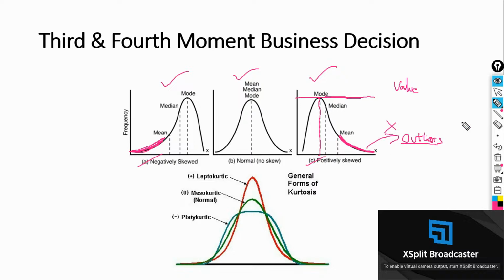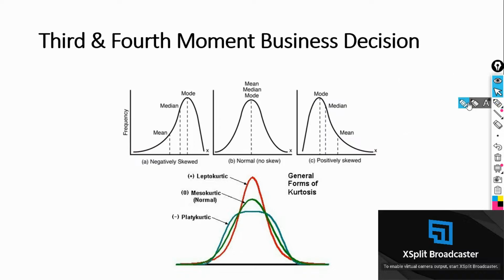Right. So let's get started. Next is the fourth moment business decision. What does this fourth moment business decision talk about? First moment is giving the information about the center value. Second moment is talking about the spread from the center. Third moment is talking about the direction of spread from the center. And fourth moment is a measure of peakedness.